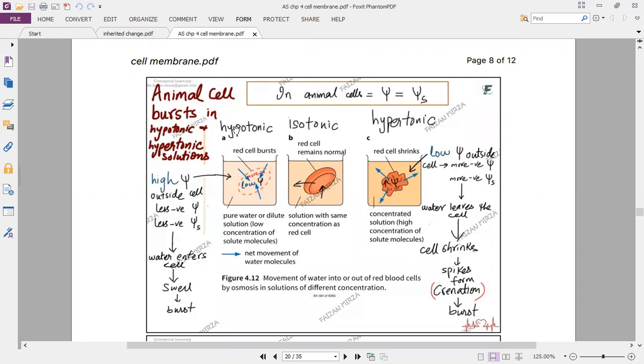But if you place the cell in hypotonic solution, water is high outside and water is low inside. The water potential is low inside, so water moves from outside to inside, and as the water enters, the cell swells and the cell bursts.